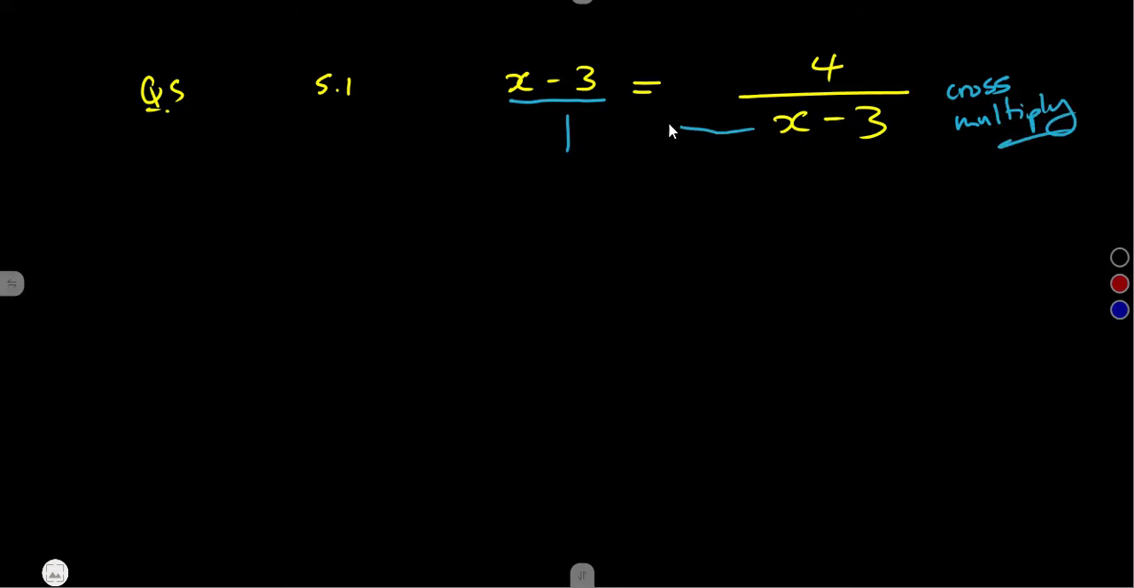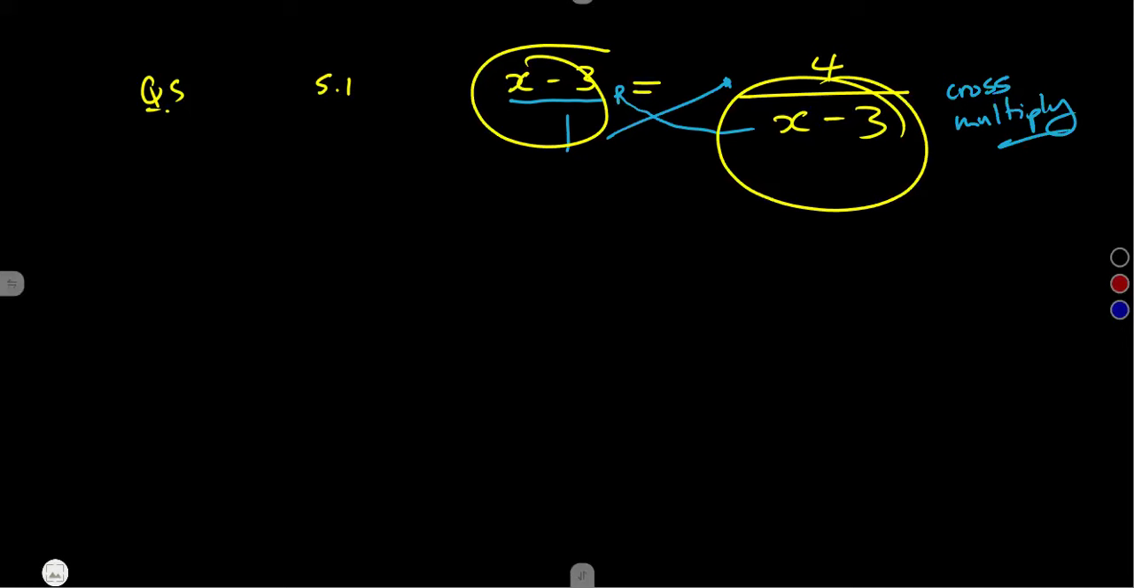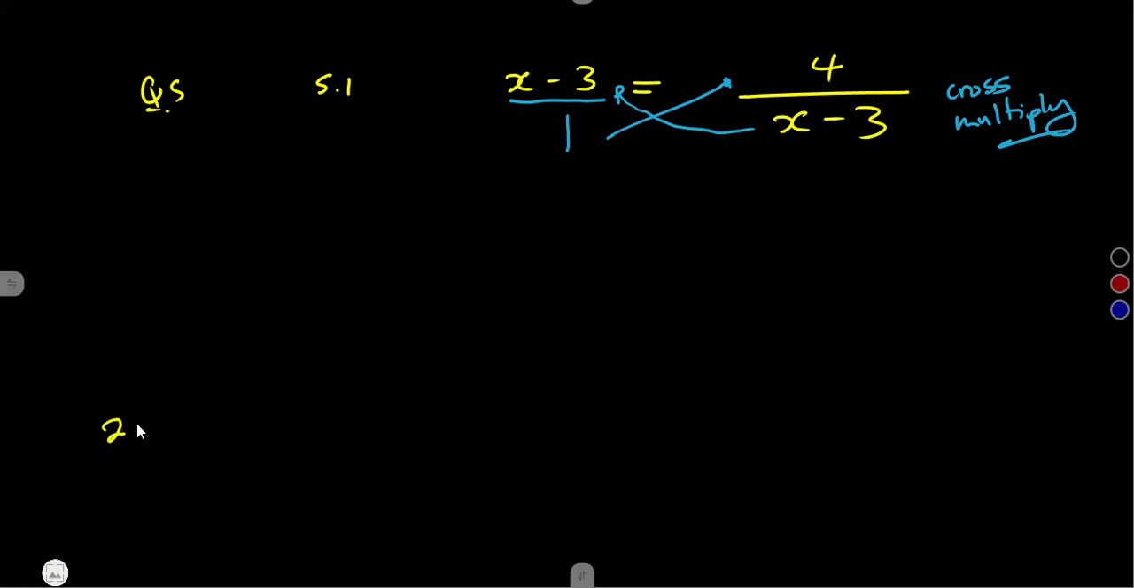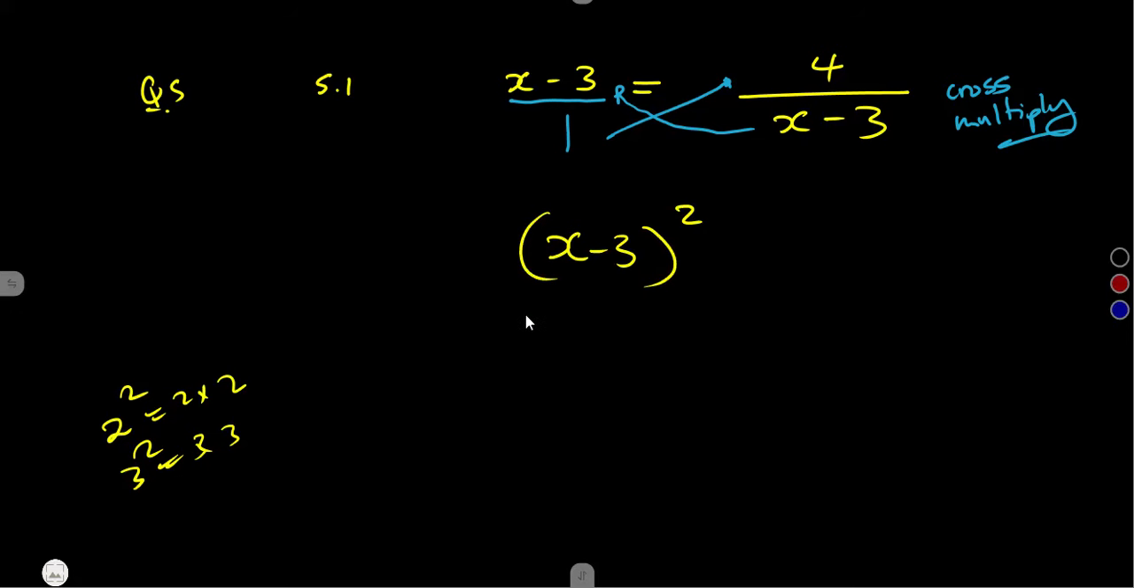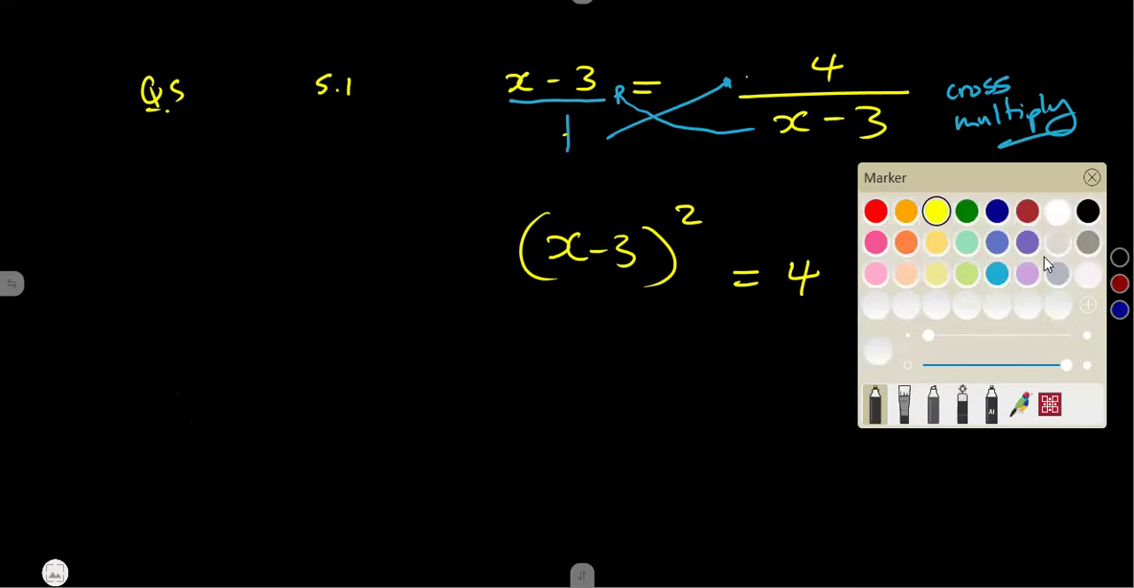Cross multiplying, this is going to multiply this, and this is going to multiply this. So the x minus 3 is multiplying another x minus 3. Just like 2 squared is 2 times 2, 3 squared is 3 times 3, a bracket times a bracket can also be written as a bracket squared. And 1 times 4 gives us 4. Without expanding brackets, this equation can be solved by removing the square that we see there. How do we get rid of the square?